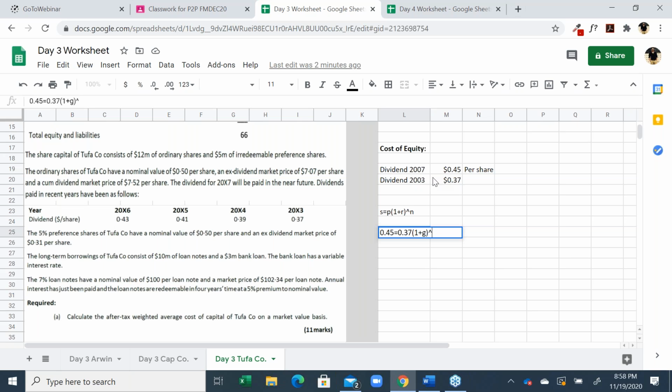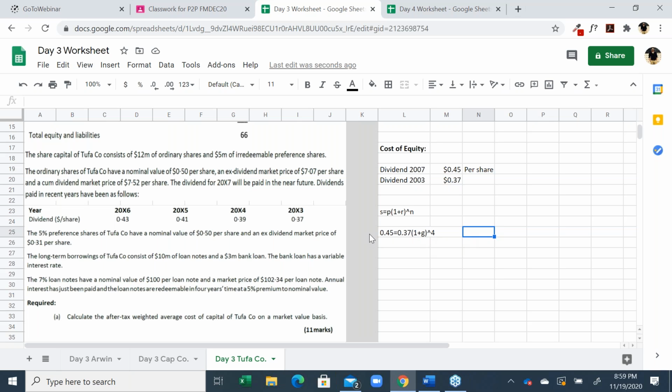So I'll just show you a trick. Never count 2003, because that's the end. We have got this figure at the end of 2003, so we should not count 2003. So we should start counting after 2003. So it should be 2004, 1, 2005, 2, 2006, 3, and 2007, 4. So it was 4 years. So what we actually want to know is at what growth rate this 0.37 dividend has grown to 0.45 in 4 years time.